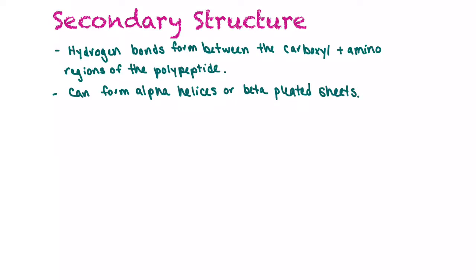So we're going to spend a little bit longer on secondary structure because there are two different types of hydrogen bonding that can occur between the carboxyl and amino regions. In secondary structure, there's hydrogen bonding between the carboxyl and amino groups. If you remember, the amino group has a hydrogen, and the carboxyl group has a carbonyl. So there'll be hydrogen bonding between the hydrogen of the amino group and the carbonyl on the carboxyl group from adjoining or nearby amino acids in the polypeptide chain. And they can either form alpha helices or beta pleated sheets. We're going to spend some time looking at each of those.